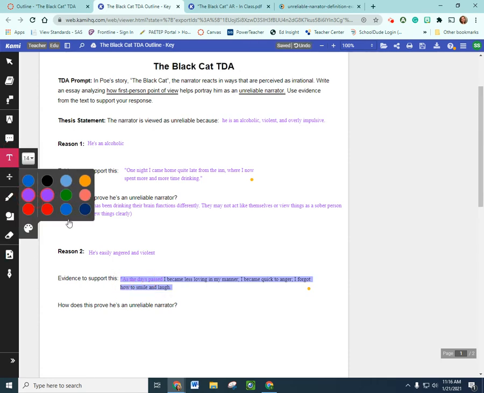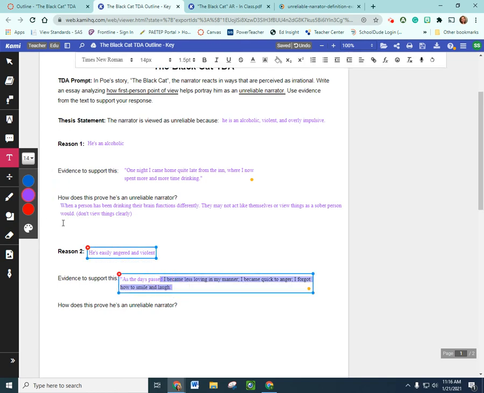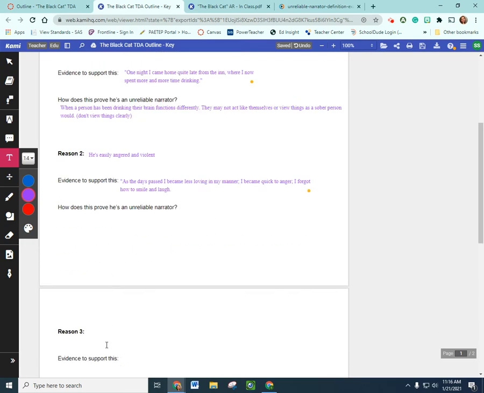Okay. And again, I'm going to change it all to be the same color. Ooh, if it'll let me. There we go. Okay, I forgot how to smile and laugh.